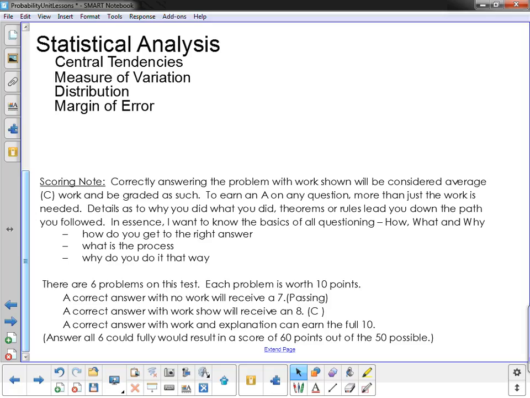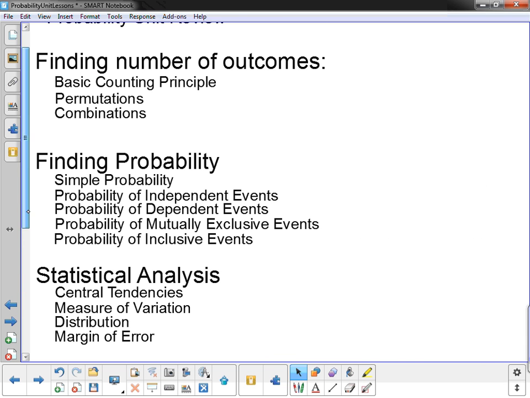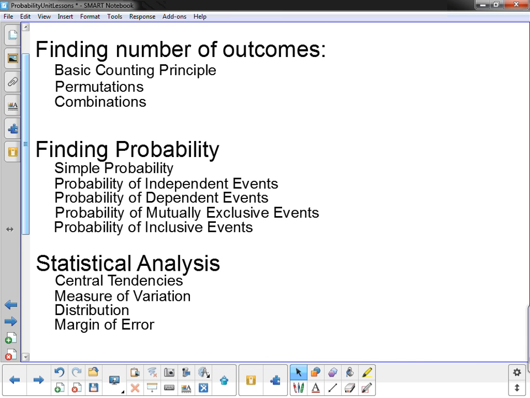If you have other questions, oh, let me tell you this. Each of these three areas has 2 questions on the test. So there are 2 questions from finding the number of outcomes, 2 questions from the probability unit, and 2 questions from the statistical analysis portion, so that you know that. Okay, so there you go. Now you're ready to get going on it.